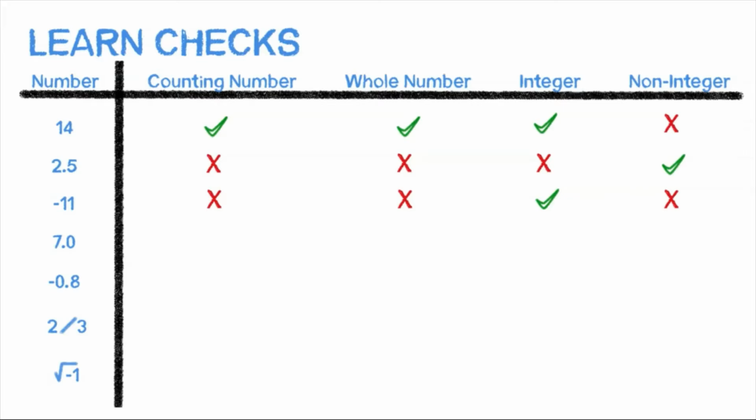Next, 7.0. Counting number? Yes, 7.0 in its simple form is simply 7, which is a counting number.